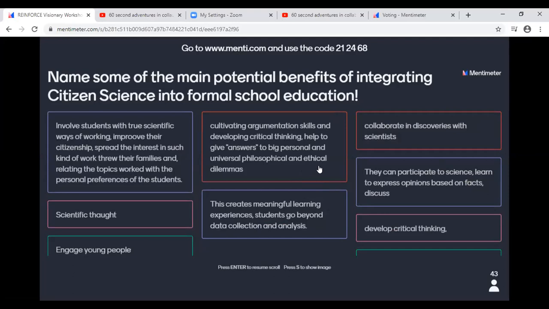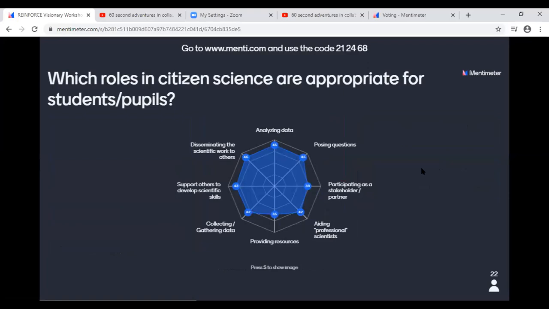So let's move on to the next slide. I can see not all of you have answered it, so please feel free to also answer this. We ask you, which roles do you believe in citizen science are most appropriate for students or pupils? And I can see that there's a clear preference that you think students are most appropriate for maybe analyzing data, but also for posing questions, also to disseminate the scientific work that they're doing to others, to use them as a vehicle to communicate about science.